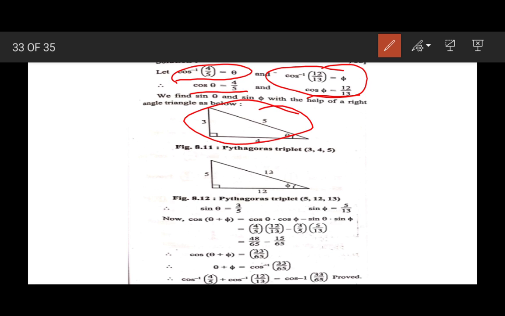Clear? The first step is that I consider cos inverse 4 upon 5 as theta and cos inverse 12 upon 13 as phi. Then I get cos theta as 4 upon 5 and cos phi as 12 upon 13 by the definition of inverse trigonometric function. Then I draw the right angle triangle, and since cos theta is given, I find sin theta. Cos phi is given, so I found sin phi.